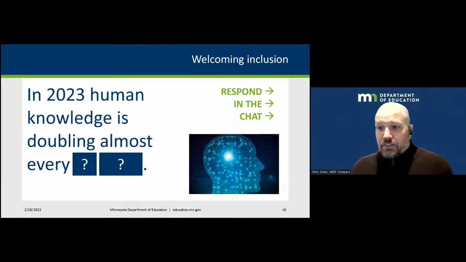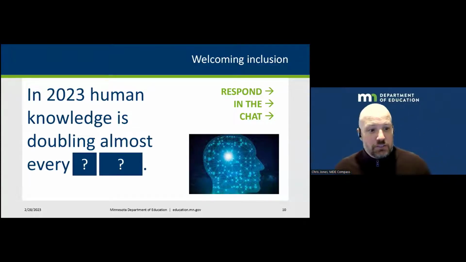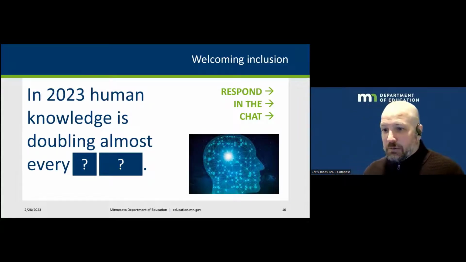But here we go. Let's get started thinking. I know it's the end of the day, kind of a big question right now. So in the year 2023, human knowledge is doubling almost every, how fast, how often? Respond in the chat. What are your thoughts? So there's going to be a number and then units here. So we've got 3 years. I'm going to assume quick response. Somebody has thought about this question before.